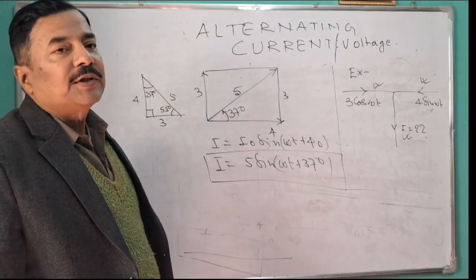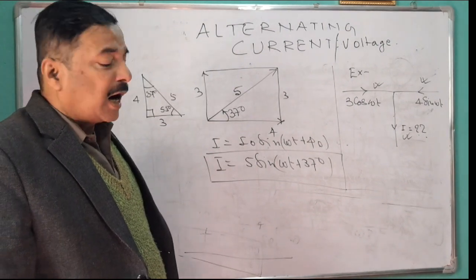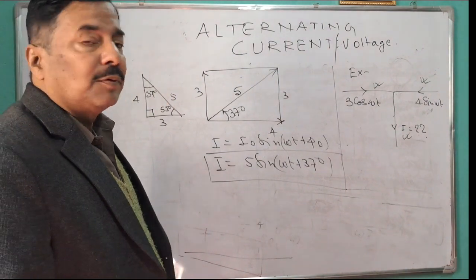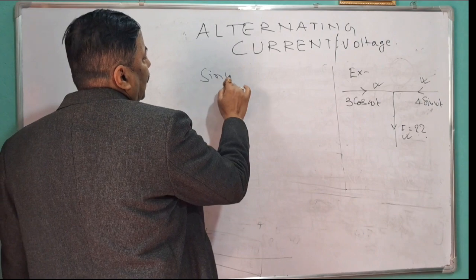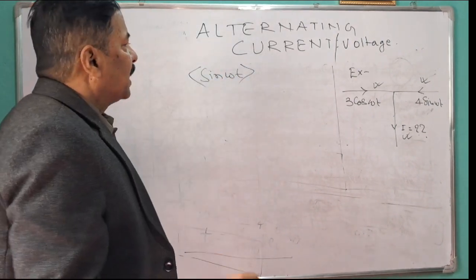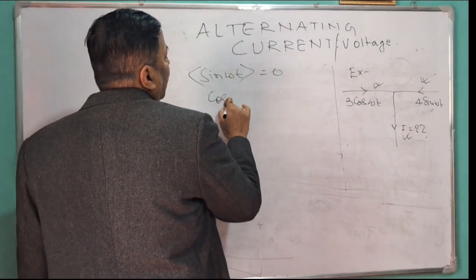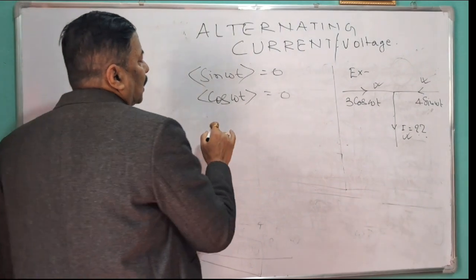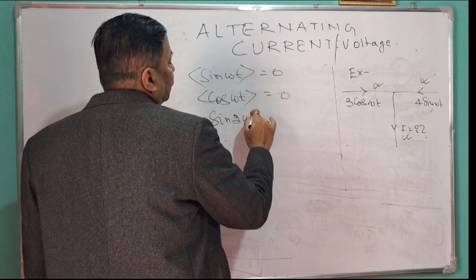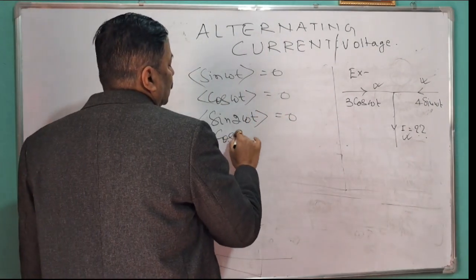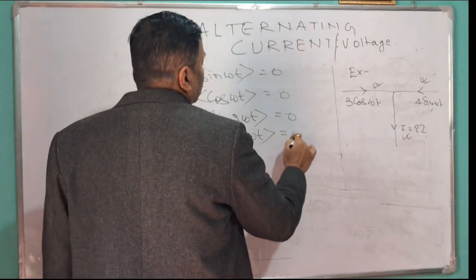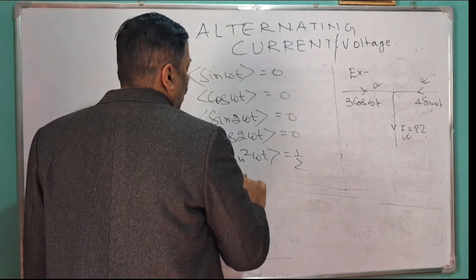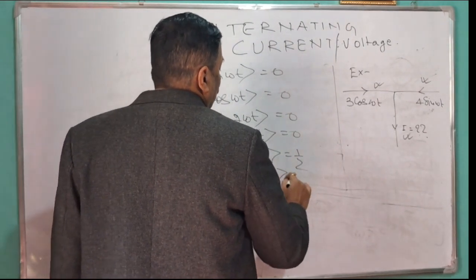Now let us try to understand a few questions based on RMS value. Regarding RMS value, it is essential for you to remember a few values. What is the average value? If I am not telling any value, the time interval is 0 to T. Sine omega t average value is 0. Cos omega t average value is 0, in one time period. Sine 2 omega t is again 0. Cos 2 omega t is again 0. Sine square omega t will give you half. Cos square omega t will give you half.